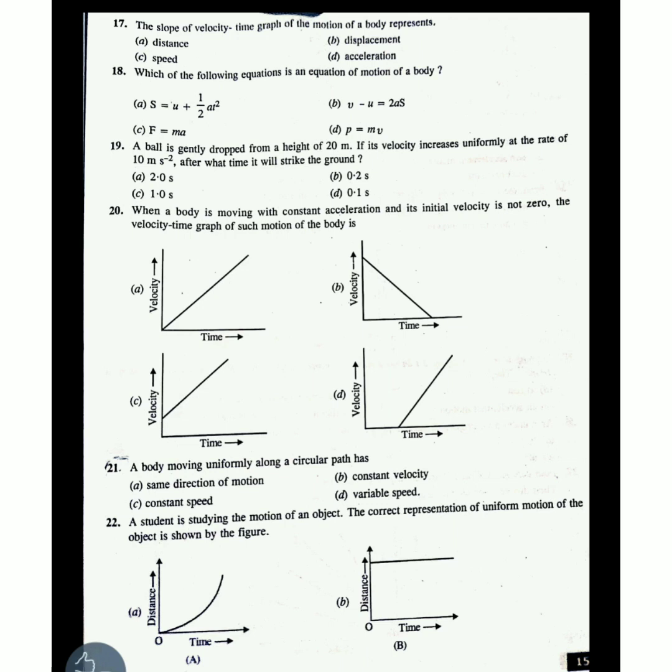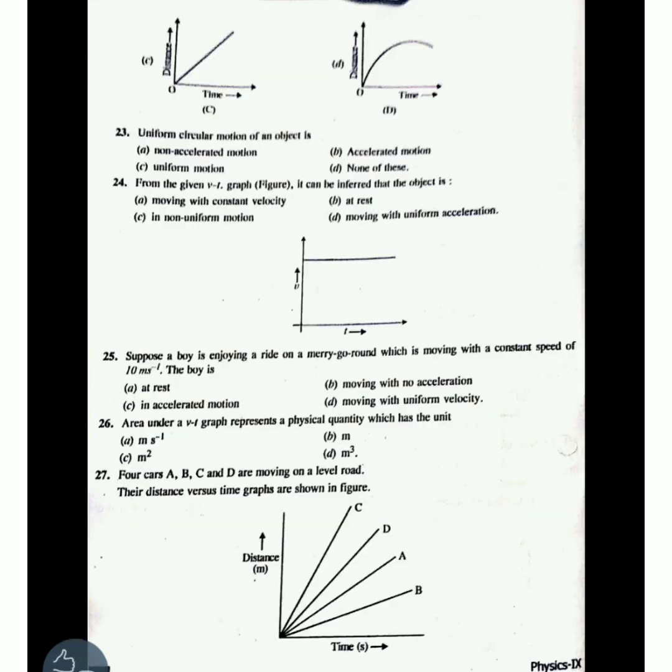Again and again I am saying this to you. So let's start the next questions. See, the two situations are given here now. Now the next question, 23rd: uniform circular motion of an object is non-accelerated, accelerated, uniform, or none of these.